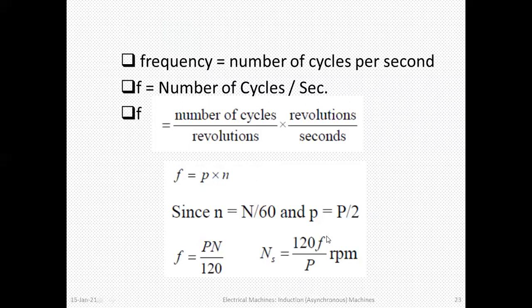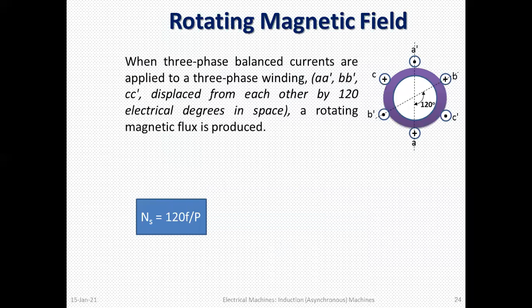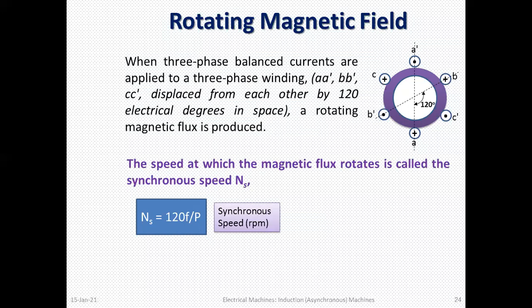I will give you another formula also. This can be very easily found out, and I will show you that later. So this is our rotating magnetic field. When three phase balanced currents are applied to three phase windings A, A dash, B, B dash, C, C dash, as shown in the previous slide, displaced from each other by 120 electrical degrees in space, a rotating magnetic field is produced, and the speed at which the rotating magnetic flux rotates is called synchronous speed.